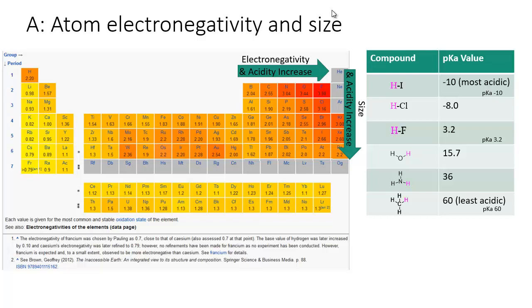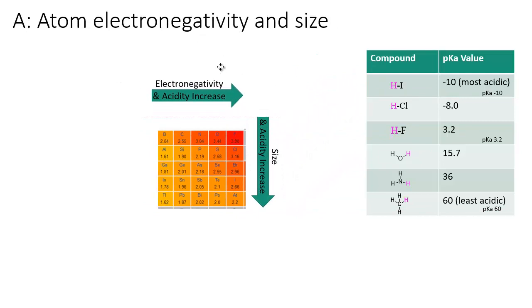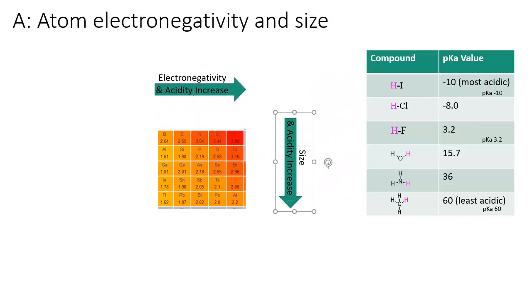So this table is taken from Wikipedia. It has the specific values for electronegativity within the table. Within organic chemistry, we're really focused mostly on compounds in this area. Carbon, nitrogen, oxygen, fluorine, the rest of the halogens, and then sometimes silicon, phosphorus, and sulfur. So looking at electronegativity, as electronegativity of the atom increases, so does acidity.